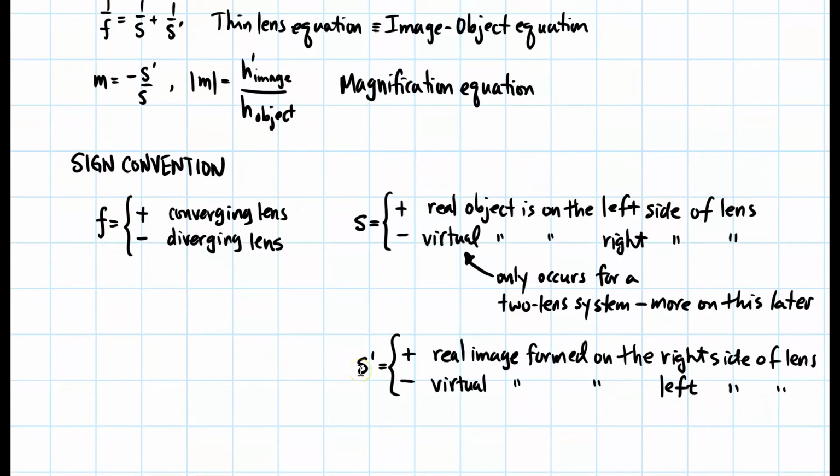For the image, if it's positive, it's a real image formed on the right side of the lens, whereas if it's negative, it's virtual, and it's formed on the left side of the lens.